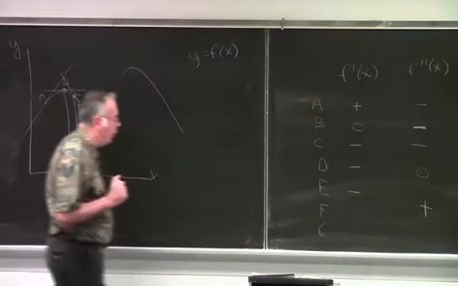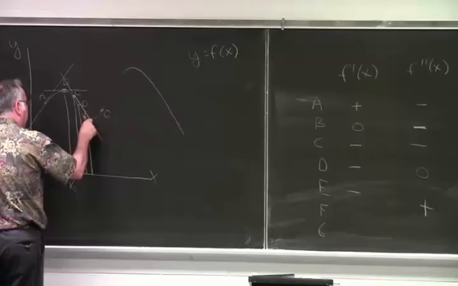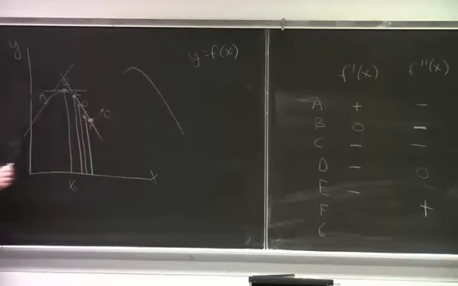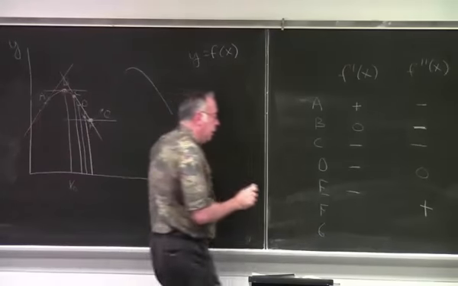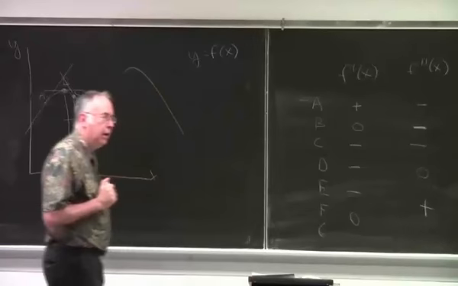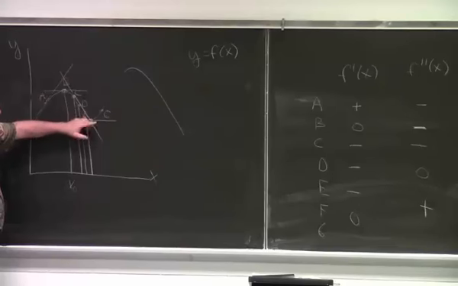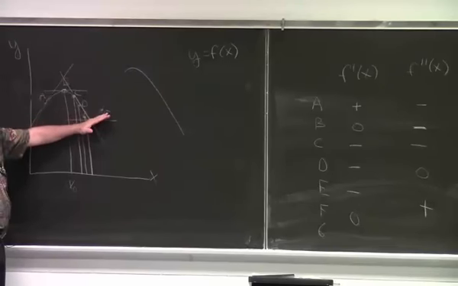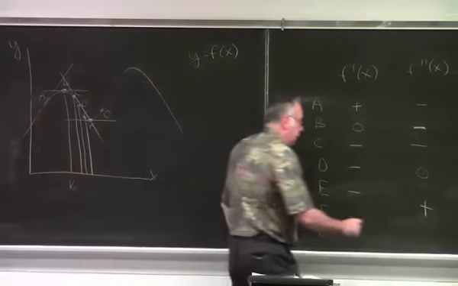Okay. At point F, what is the value of the first derivative? Point F is right here. Anybody? 0. And what is the value of the second derivative? It's still positive, yes, because if you increase the value of x a little bit, it goes from 0 to positive. So the value of the second derivative is positive there.